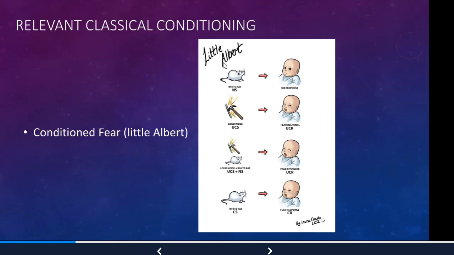Well, like with little Albert, you present a neutral stimulus and pair it with, in this case, a loud noise, the unconditioned stimulus, and that creates fear, a startle, in this case in the baby. You pair that enough, and eventually the rat, or the little white fuzzy thing, will take on the fear-evoking response. We can do this in the laboratory to create conditioned fear. You'll see some examples of this as the semester goes on, of creating conditioned fear in the laboratory.